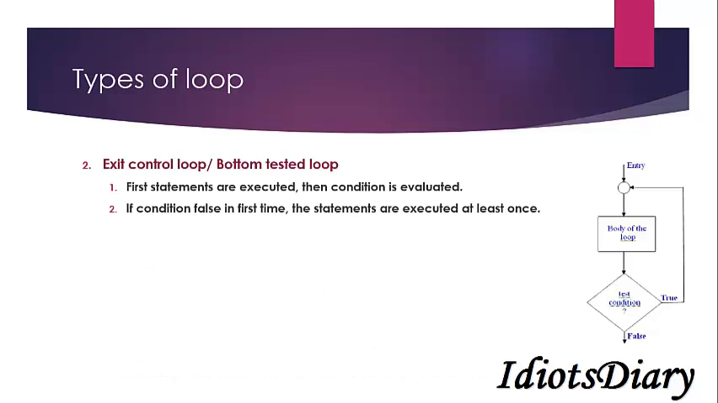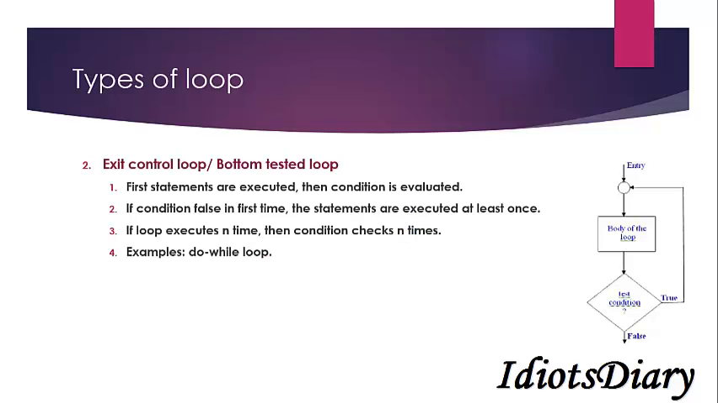If the condition becomes false the first time in the loop, then the statements are executed at least once. If the loop executes n times, then the condition is checked n times, because in this loop no condition is checked for the first time. So the condition is checked only n times. In this category only one loop exists, that is the do while loop.